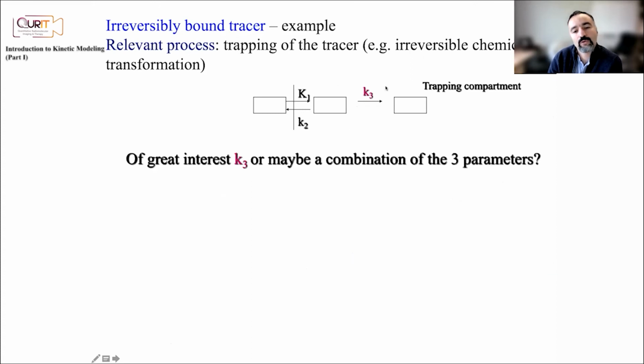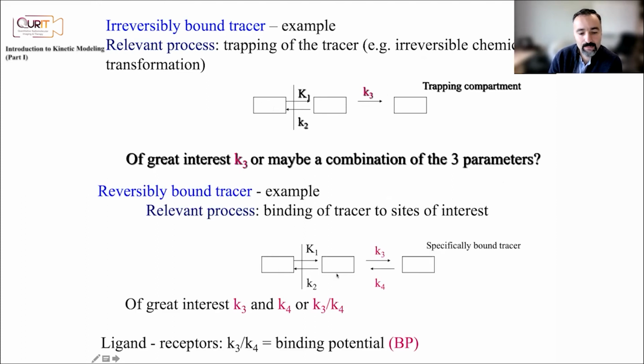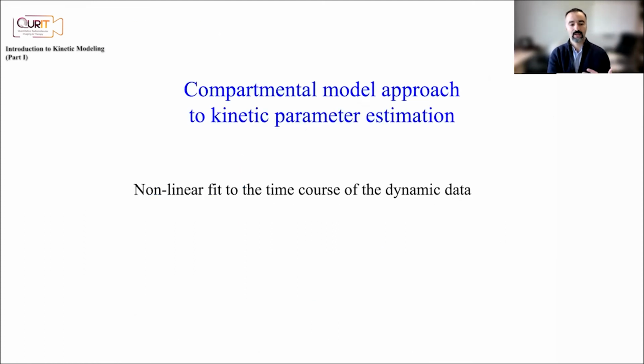So this is a model of a two-tissue compartment, K1, K2, K3, irreversible. So you may want to estimate K3 or a combination of all of these. And here's a reversible model where you may want to estimate K3 or K4 or a ratio of the two, a macro parameter. So I keep iterating the same thing, but I just want to emphasize that. So how do we estimate these?